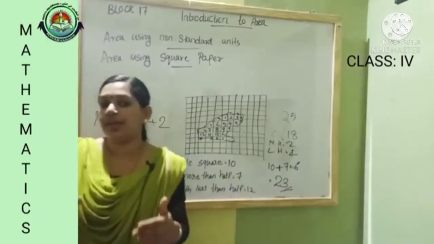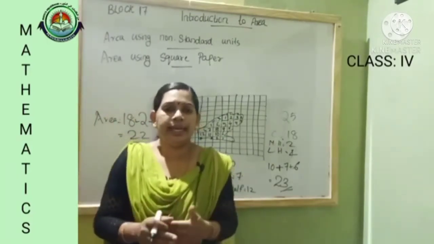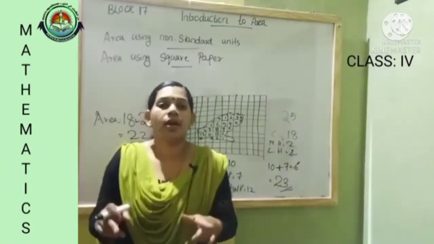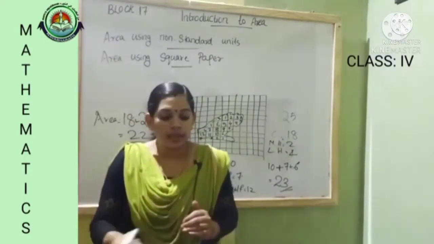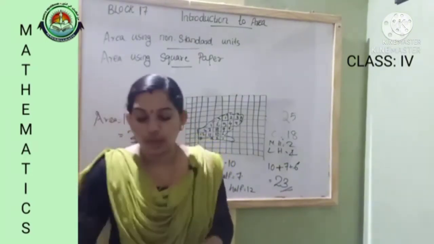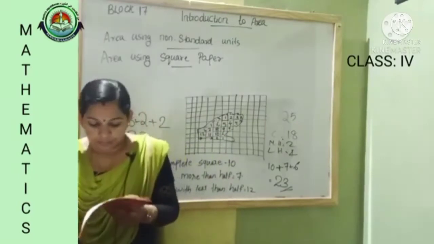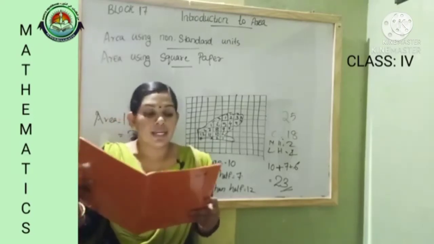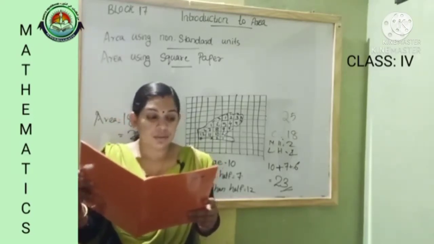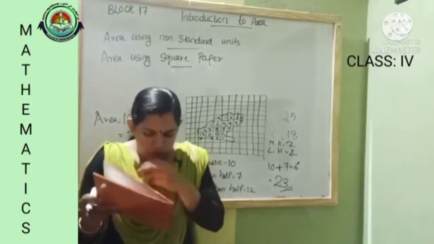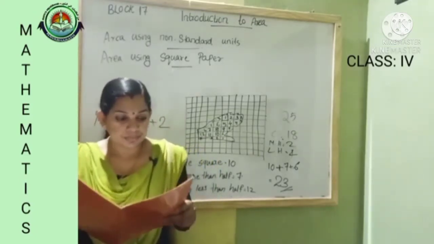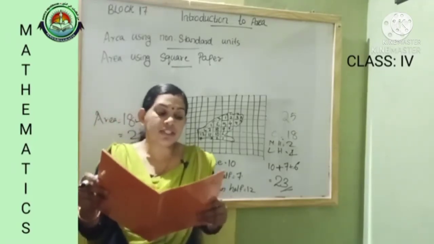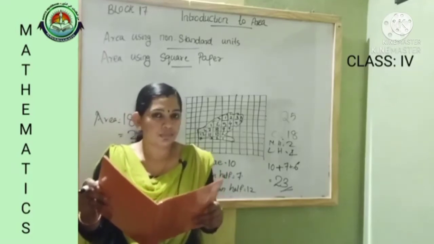Okay, dear children, today we discussed how to find the area using non-standard units and how to find the area using square paper. Okay, clear? We'll discuss some problems from your workbook. Take your new workbook, page number 2. S1 area using non-standard units. Give two examples of covered surface found at home.